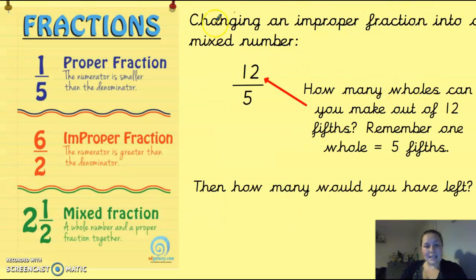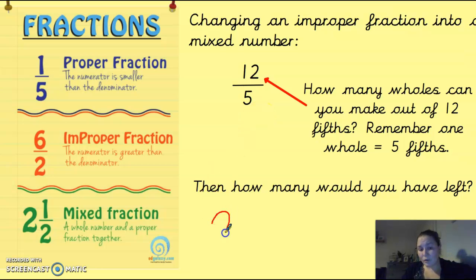So if I take this as an example, 12/5, if my answer is 12/5, to turn that back into a mixed number, I have to think, how many wholes can I make out of 12/5? Remember that 1 whole is 5/5. So inside 12, how many wholes are there? Okay, so essentially I'm doing 12 divided by 5. How many 5s are there in 12?